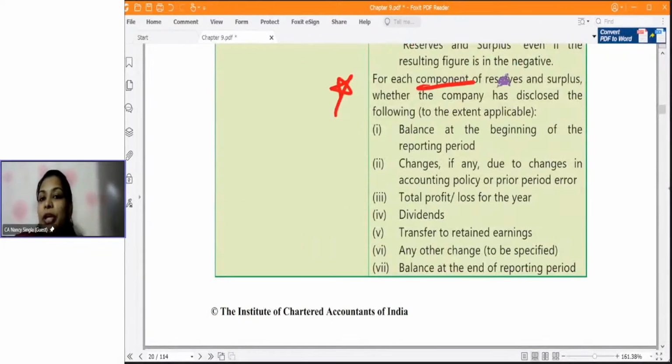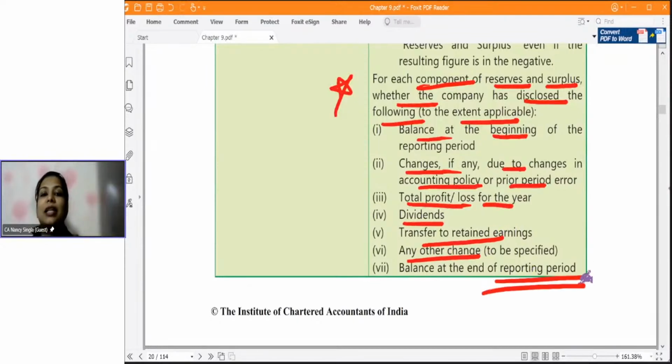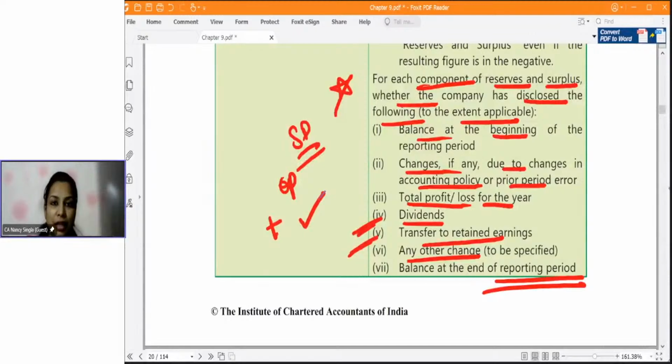For each component of reserves and surplus, whether the company has disclosed the following to the extent applicable: balance at the beginning of the reporting period, changes if any due to changes in accounting policy or prior period error, total profit or loss during the year, dividends, transfer to retained earnings, any other change, and balance at the end of the reporting period. So if it is securities premium, obviously dividends and transfer to retained earnings will not be there, so what will you give there? What is the opening, if any securities premium has been there, what has been added during the year, if any utilization has been there, and the closing.